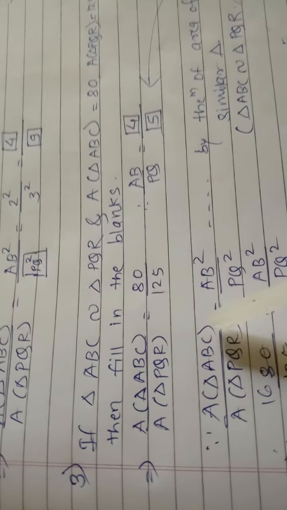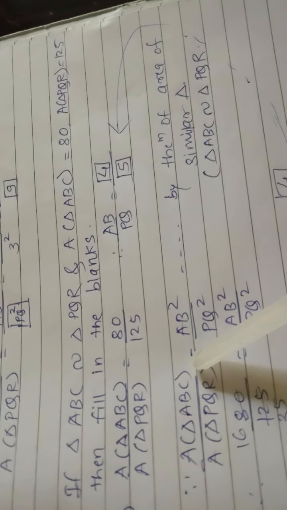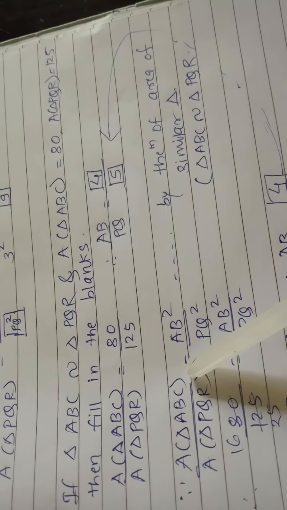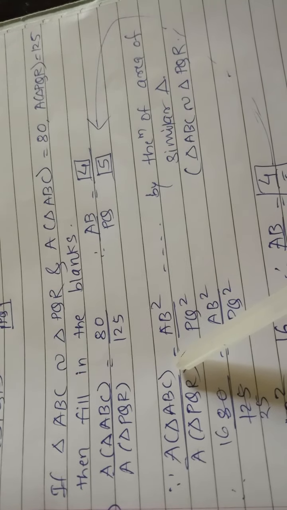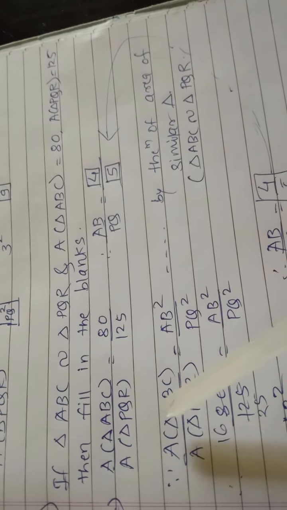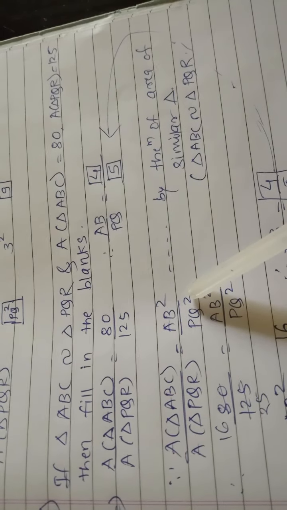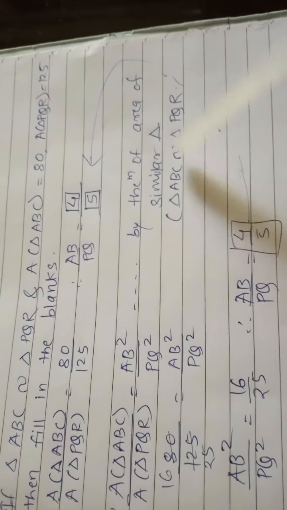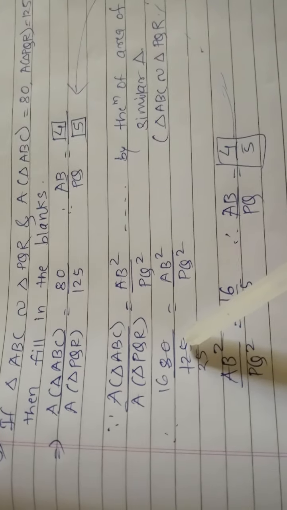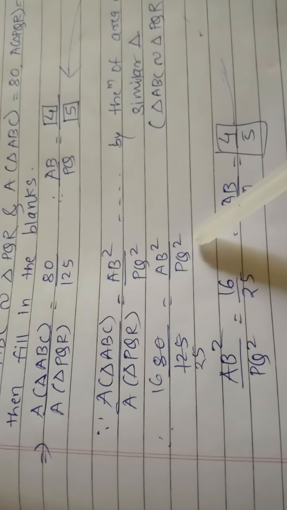So we are taking the ratio. So we know that whenever the triangles are similar, by the theorem of area of similar triangles, you know that the ratio of areas of those triangles is equal to the ratio of squares of their corresponding sides. So here we write AB square first, second PQ square, AB square upon PQ square. So you know this. The reason is by the theorem of area of similar triangles, since these two triangles are similar. Now we are given 80 upon 125. So divide both sides by 5. So we'll get 16 upon 25 equals AB square upon PQ square.